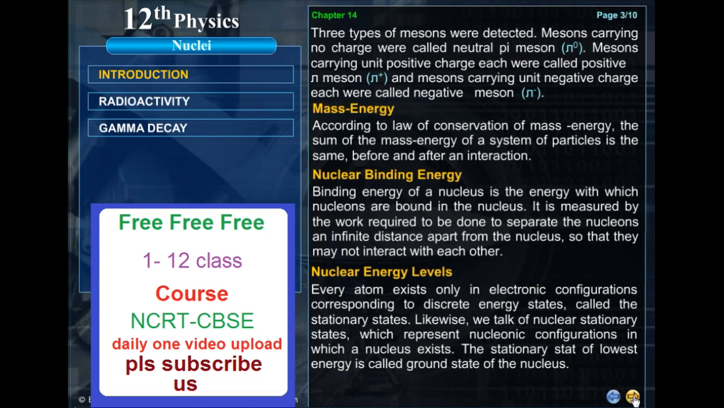Mass energy. According to the law of conservation of mass energy, the sum of the mass energy of a system of particles is the same before and after an interaction. Nuclear binding energy. Binding energy of a nucleus is the energy with which nucleons are bound in the nucleus. It is measured by the work required to be done to separate the nucleons an infinite distance apart from the nucleus so that they may not interact with each other.